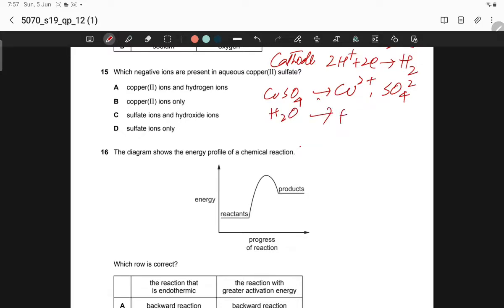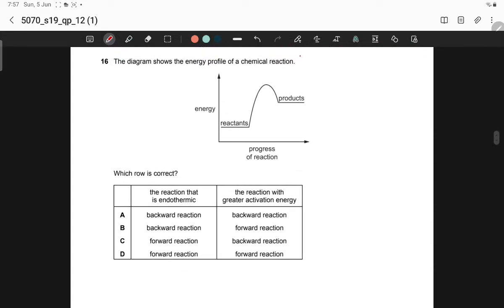Water is also there, dissociated into ions, OH negative. Sulfate ions and hydroxide ions are negative. So C option is correct. Question number 16. The diagram shows the energy profile of a chemical reaction.